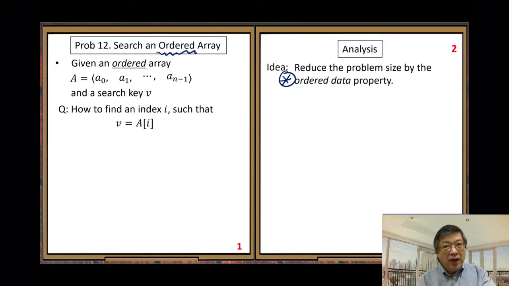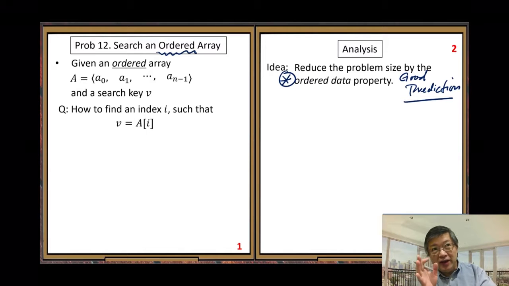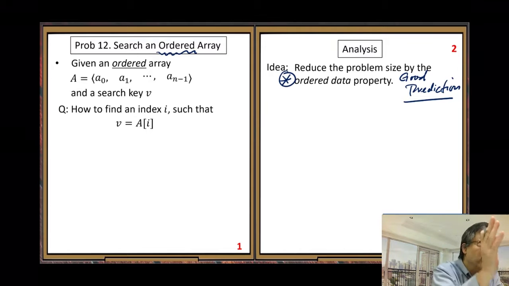Why does using the ordered data property help us get a good solution? The reason is very simple: we can make good predictions. The ordered data information can be used to help us make very good predictions.